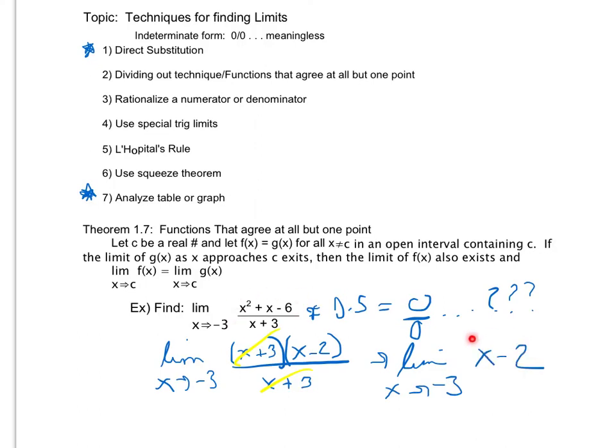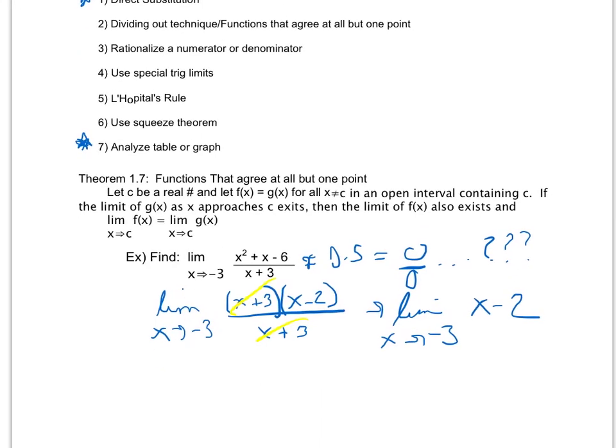This is two functions that are exactly the same at every single point except for at x equals -3. Because in the original function, x equals -3 would be a domain restriction because it makes the denominator 0. So on every single value except for -3, these two functions will be equal to each other. So according to theorem 1.7, if I find the limit of this new function, my original function will have the same limit. So notice with this new function, I can now use direct substitution. That gives me -3 minus 2, which gives me -5 for my limit.